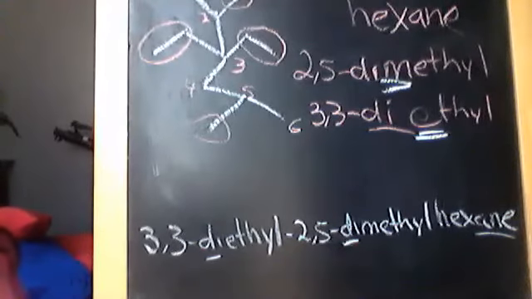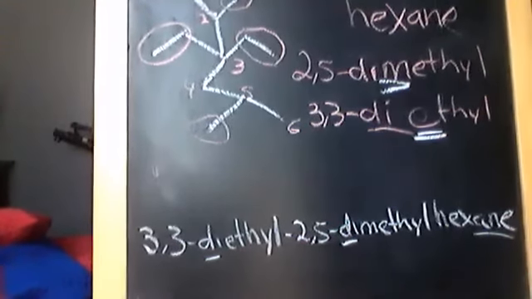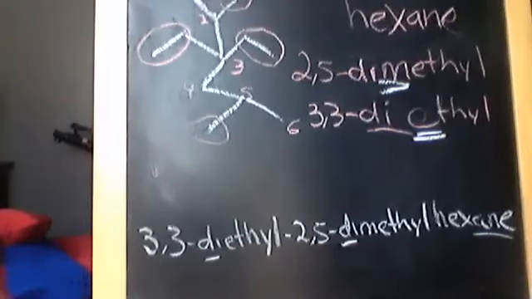3,3-diethyl-2,5-dimethylhexane. You don't say the dashes or the commas, but I'm emphasizing them because numbers are always separated by commas, and numbers and letters are separated by dashes. So the name is 3,3-diethyl-2,5-dimethylhexane.